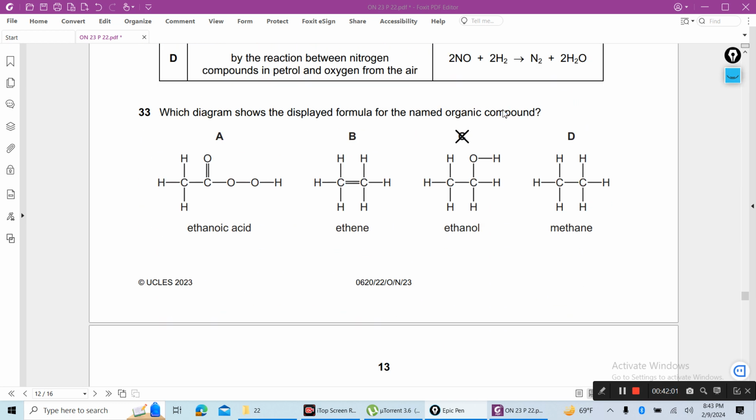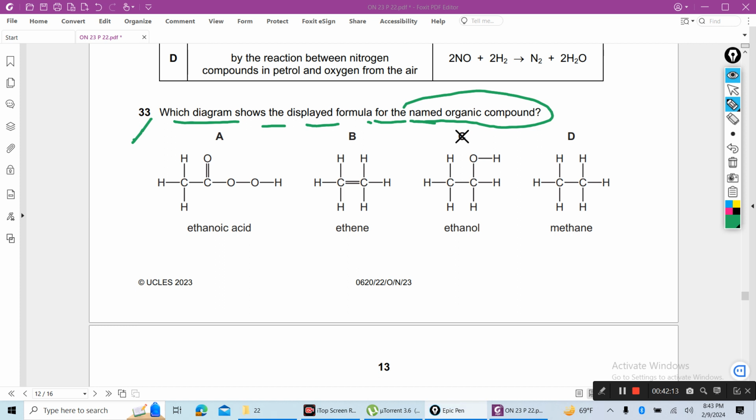Now 33, which diagram shows the displayed formula for the named organic compound? This is ethanoic acid, so here one oxygen is more, this is wrong. Ethene: 1 2 3 4 5, carbon balance is 5, so this is wrong.